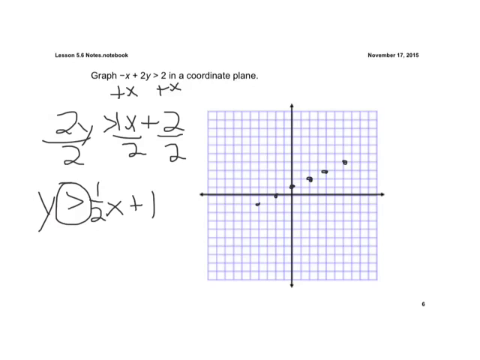Since it's not equal to, we're going to do a dashed line through those points. That means that the points on that line are not included in the solution. Okay, our last step, let's use our test point. We said our test point is 0, 0. So when we plug that in for x and y, we're going to plug in the origin.